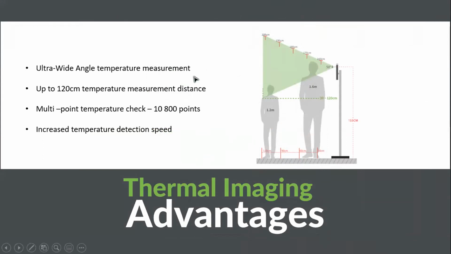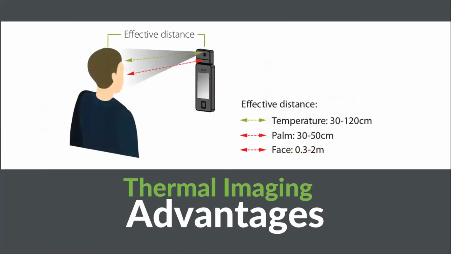Then when we look at the thermal imaging advantages, as you can see, it has ultra wide-angle temperature measurement, and it can take your temperature from up to 120 centimeters away from the device. It also has multi-point temperature checks, and you can increase the temperature detection speed on the reader as well. The effective distance for temperature, as you can see, is between 30 and 120 centimeters.